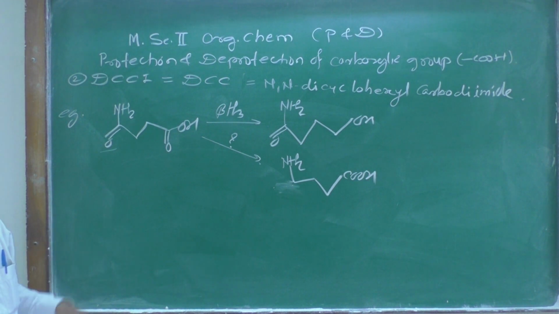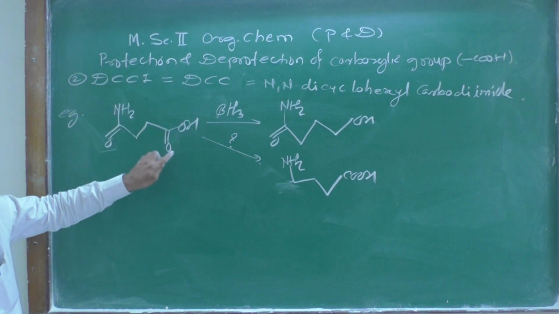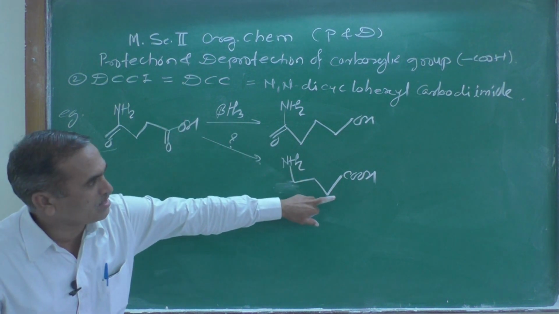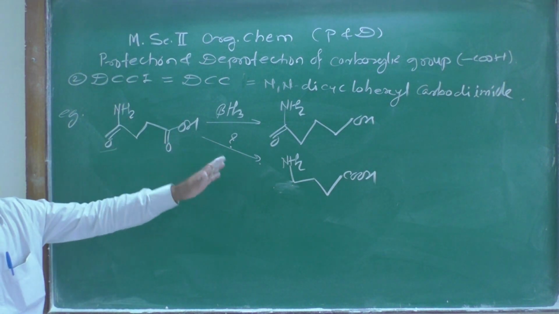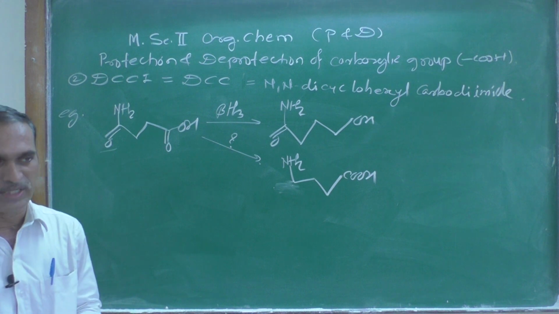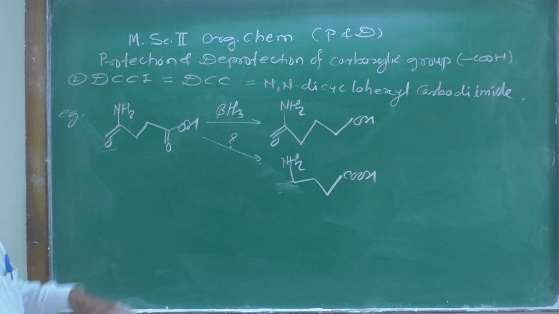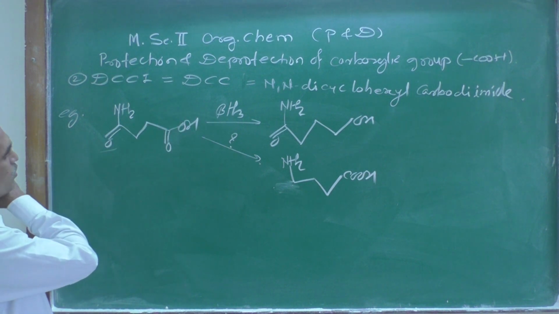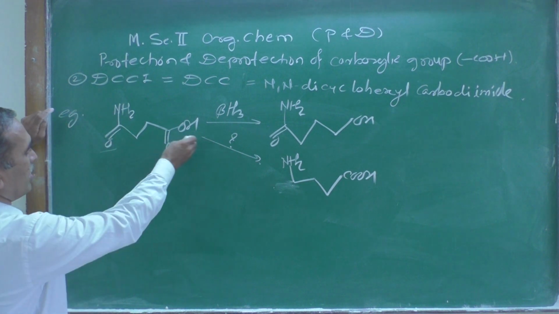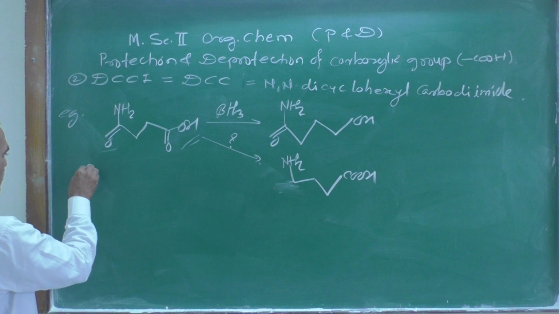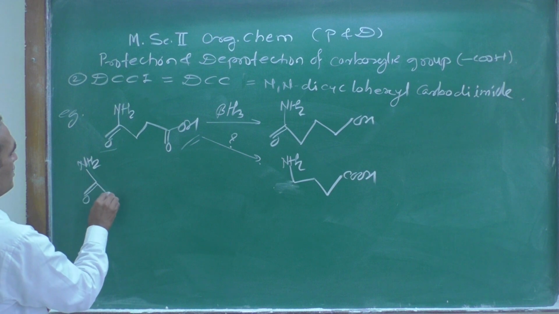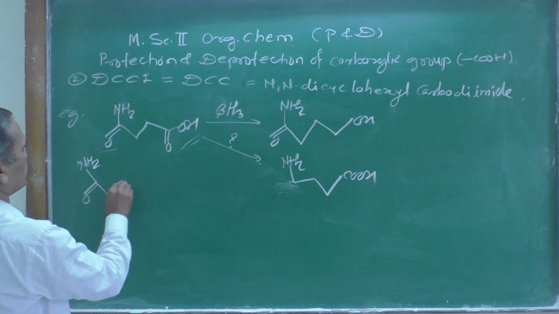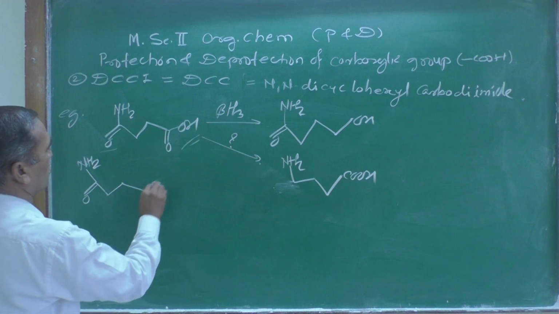So how will you convert this group, keeping that carboxylic group as it is? What will be the suitable reagent so that you can convert the amide group into an amine? For that purpose you must carry out the reaction of protection and deprotection. Now let us look at the protection, and as we know, we can protect the more reactive group. Let us see here, C double bond O, then NH2, then CH2, CH2, then C double bond O, OH.